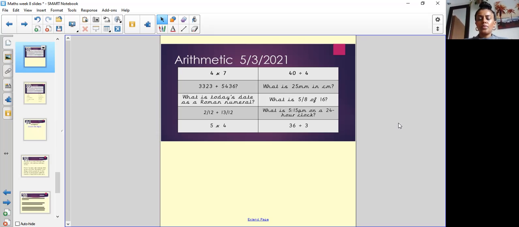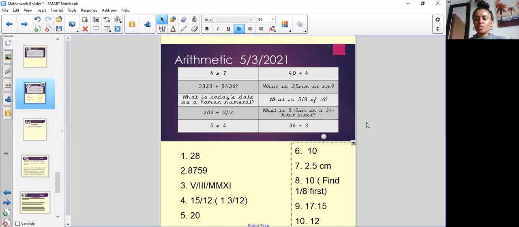Number 4, 2 over 12 plus 13 over 12. Number 5, 5 times 4. Number 6, 40 divided by 4. Number 7, what is 25 millimeters in centimeters? Number 8, what is 5/8 of 16? Number 9, what is 5:15 p.m. on a 24-hour clock? And number 10, what is 36 divided by 3? So have a go at this point. Pause the screen. When you press play, I will show you the answers.